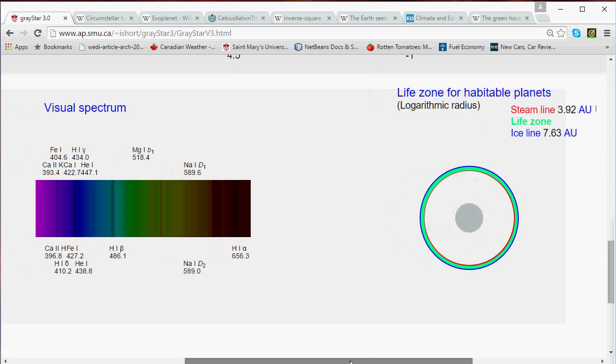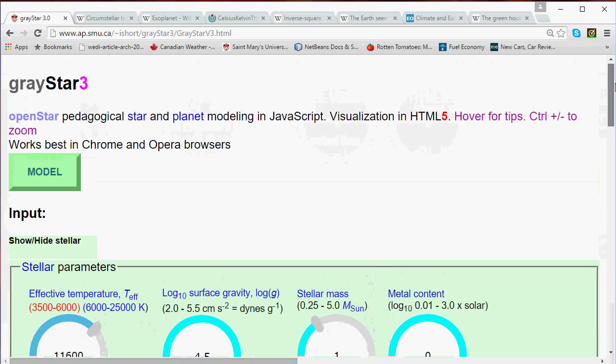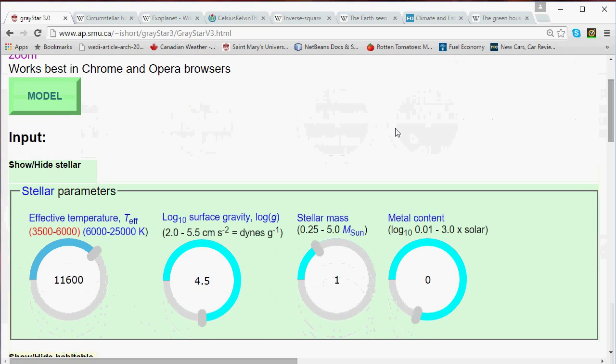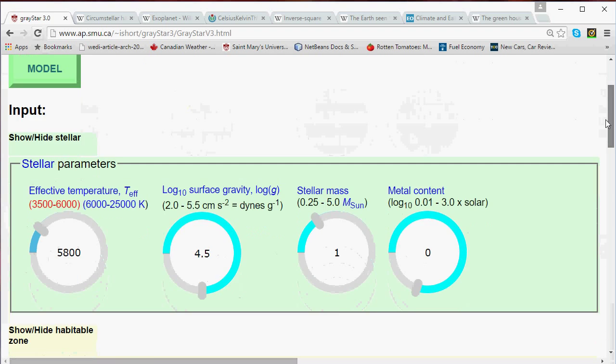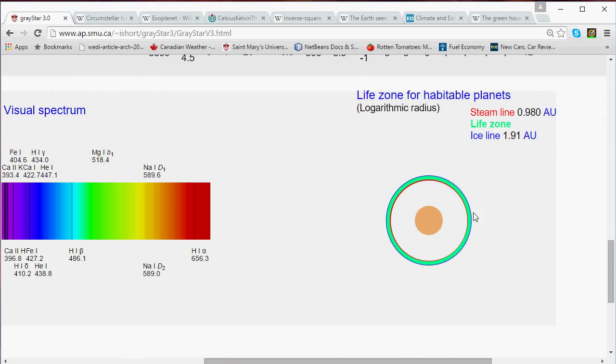Now let's go the other way. So let me go back up to the top again to the control panel. Now if I wanted to do this in a very controlled way, I could reload gray star 3 so that I'm defaulting back to the sun's situation again, and come down here and check that I am back to a circumstellar habitable zone that's at about 1 AU from the sun. So there we are, back to the situation for the sun again.